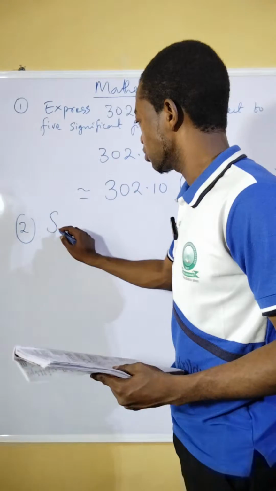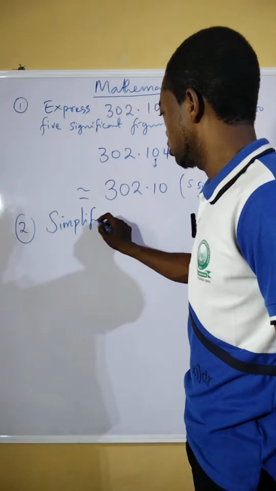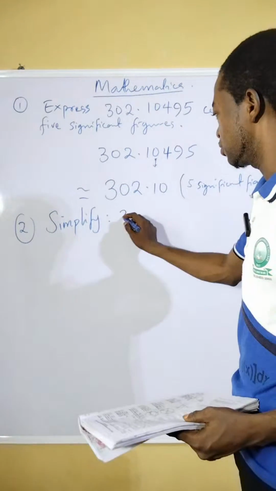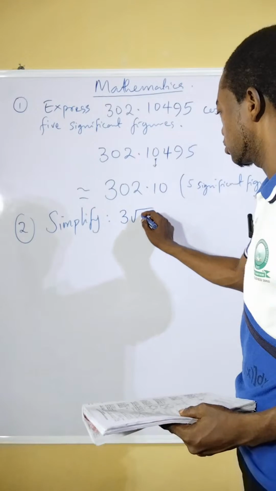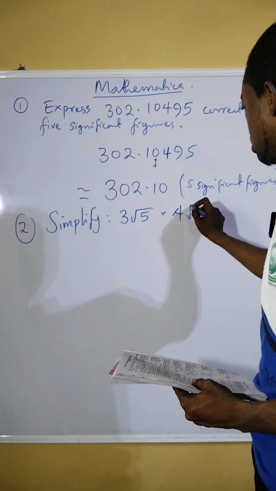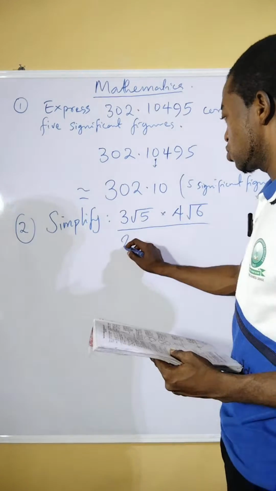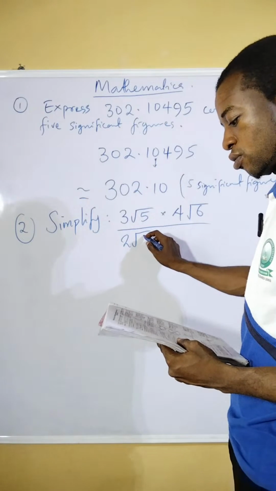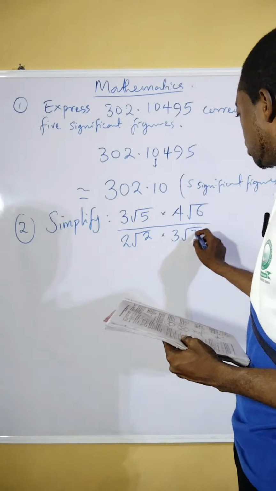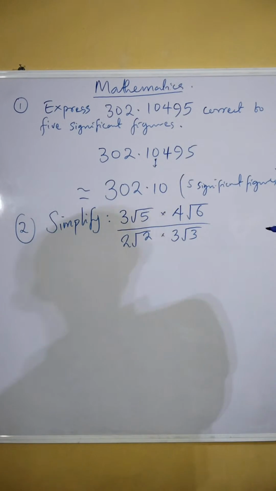Simplify 3 root 5 multiplied by 4 root 6, divided by 2 root 2 times 3 root 3. So now let's consider this question here.